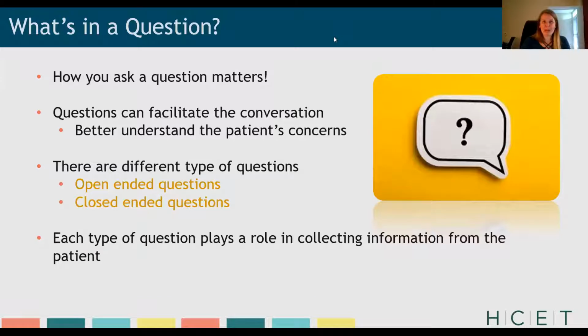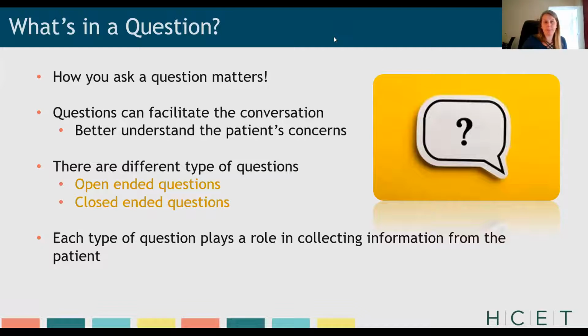It absolutely is an art form. So how you ask a question absolutely matters, okay? Questions can facilitate a conversation. They can help you better understand a patient's concern, their experiences, what's happening. So these questions, and how you ask them, are going to direct the rest of your conversation.